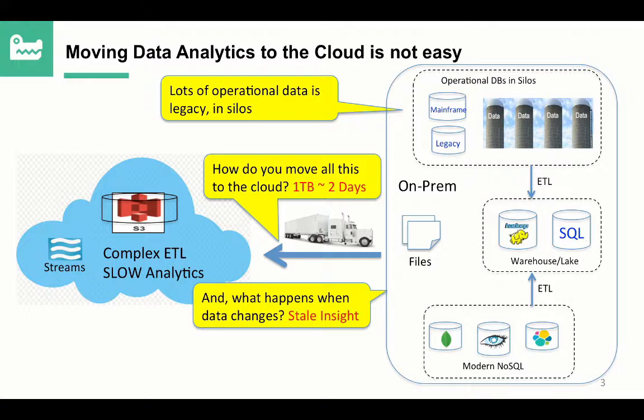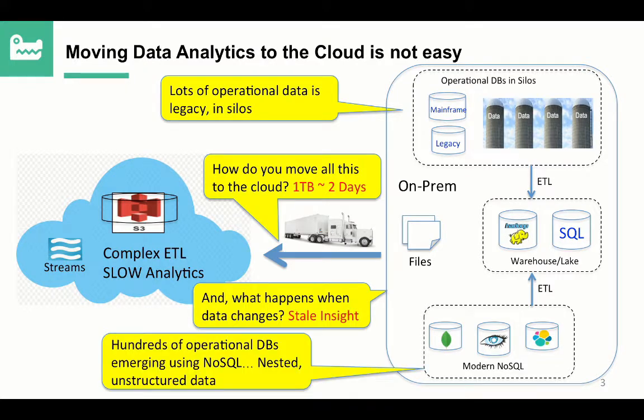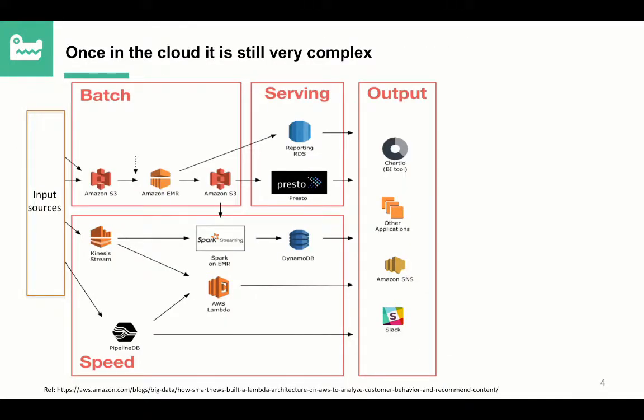What it amounts to is that if you are really trying to get all this data into the cloud, it is rather complex and the cost is very high. Now, what happens once the data is in the cloud? Well, it turns out even once it's in the cloud, it is still very complex. Here is a processing architecture in the cloud which has become a de facto standard. It's called a Lambda architecture, and it is from the AWS website. It's an example for a news aggregation service.